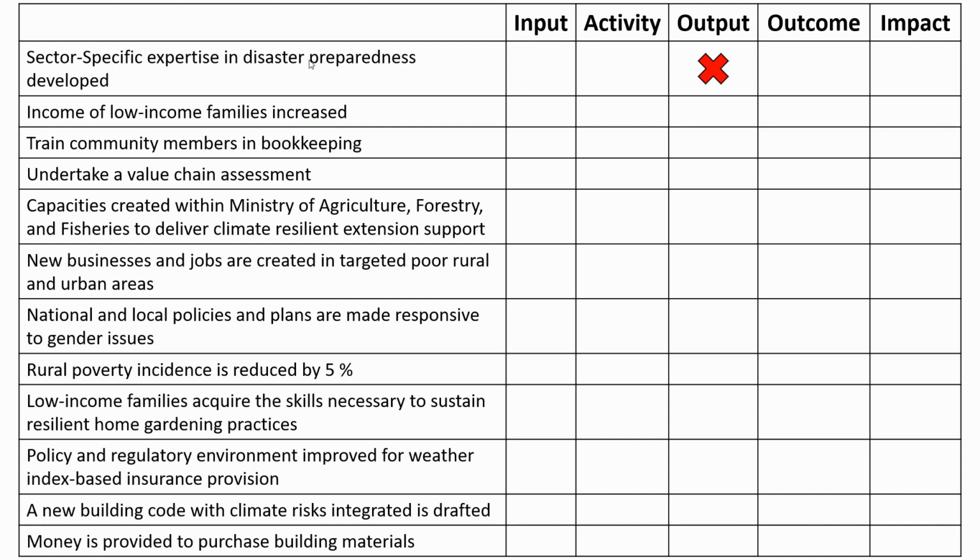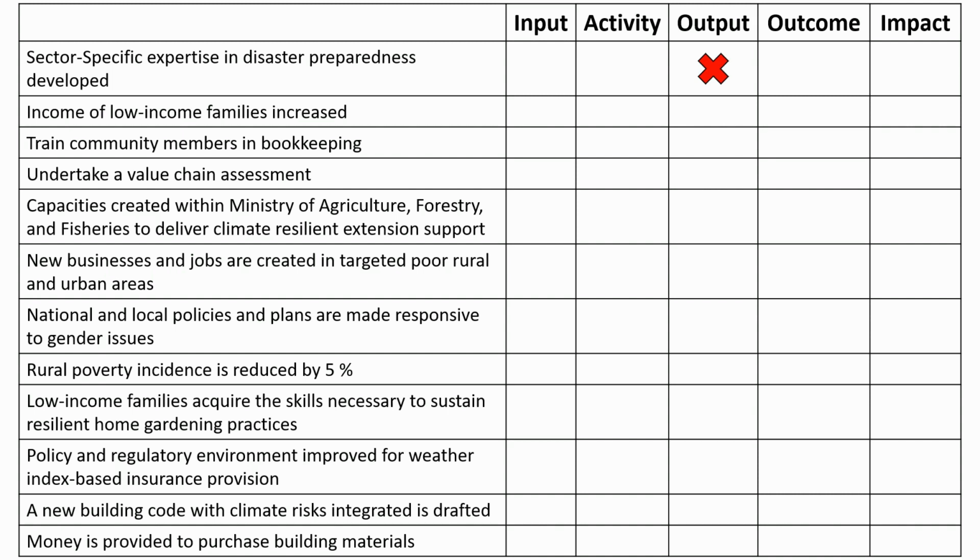Now this first one is a difficult one, and we put the difficult one up front on purpose. Some people may have said that this is an outcome. And the reason that I say it's not an outcome is because it does not refer to a change in a ministry or an agency or people or behavior or anything like that. It just is that we have developed expertise in disaster preparedness. We've developed the expertise. We've provided a service.